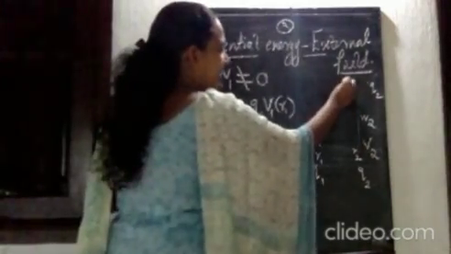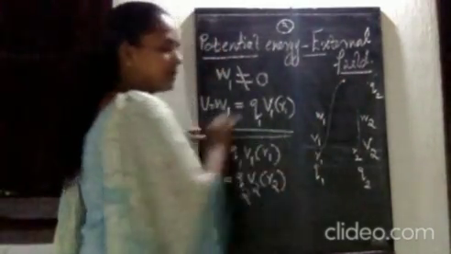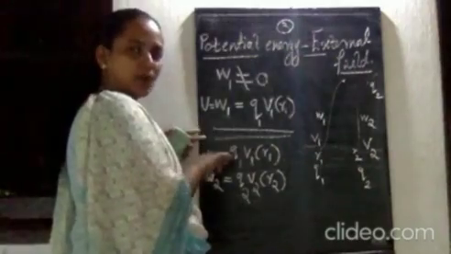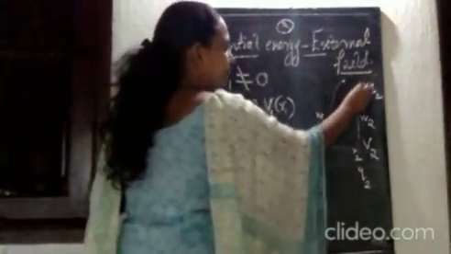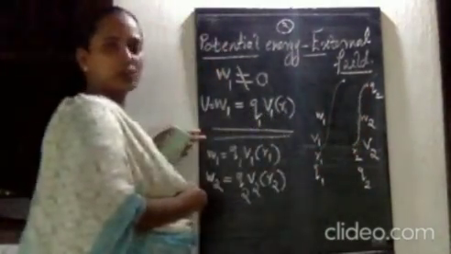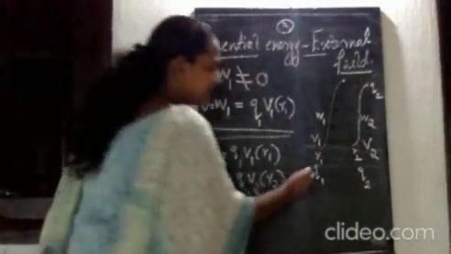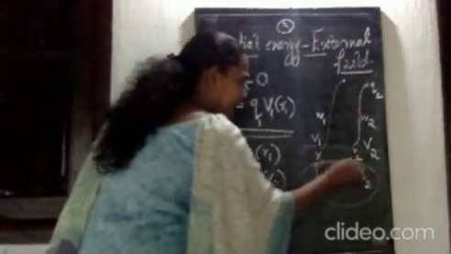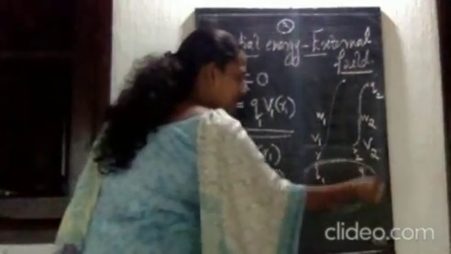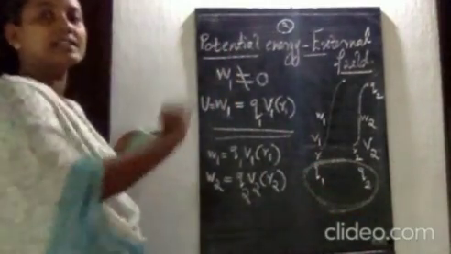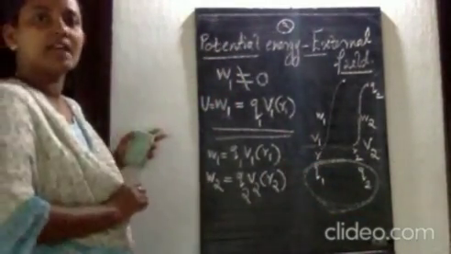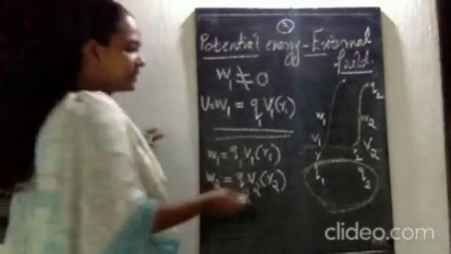Whenever you are bringing a charge Q1 from here, one work is done, that is W1. Whenever we are bringing the charge Q2 to here, work is done, that is W2. And there is one more expression you studied. Whenever there is a system of 2 point charges Q1 and Q2, there is a potential energy. What was the expression for that?